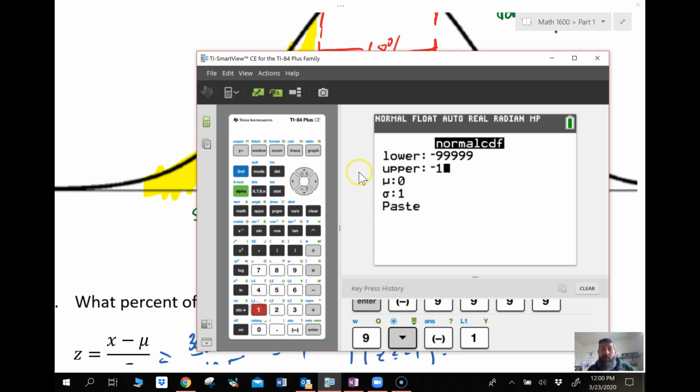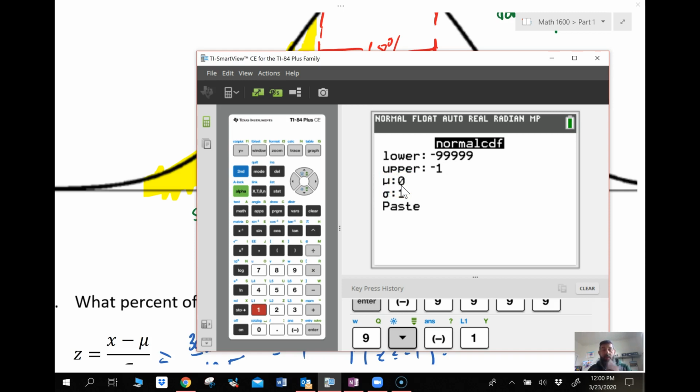Now your upper limit this time is going to be -1. So think about it this way. My lower is way over here, and my upper is going to be the value that I want, because I want everything less than that. So my upper is going to be -1. You'll see an example in just a second where my upper and lower kind of switch, because I'm looking at greater than.